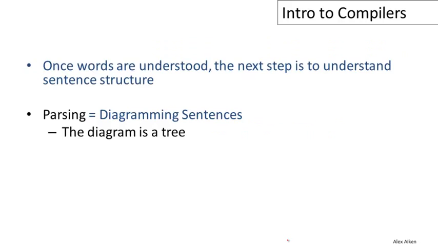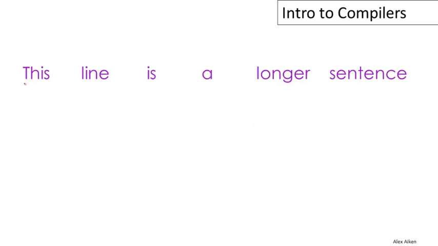So for humans, once the words are understood, the next step is to understand the structure of the sentence. And this is called parsing. And as we all learned in elementary school, this means diagramming sentences, and these diagrams are trees. And it's a very simple procedure. Let's look at this example.